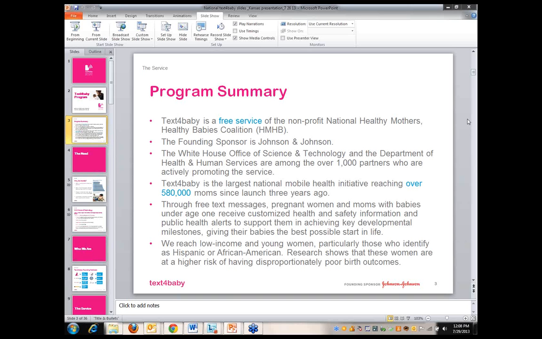So the Text4baby service provides free text messages to pregnant moms and moms with babies under the age of 1. The messages are health and safety information timed to where the mom is in her pregnancy, as well as after she has the baby up until age 1. We want every mom enrolled in Text4baby, but specifically we do focus on reaching lower income, young women, those with lower access to health care or no health care at all. We really want to encourage women to get this supplemental information through Text4baby and encourage them to speak to their providers.